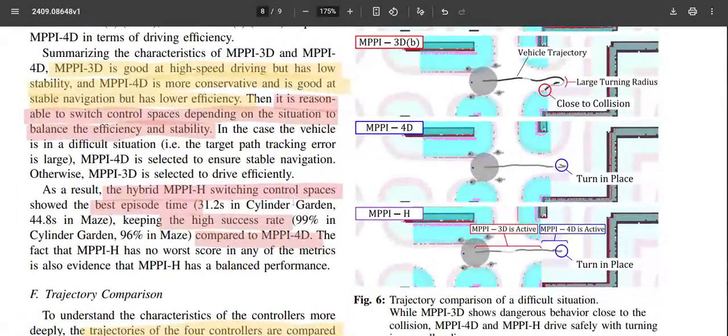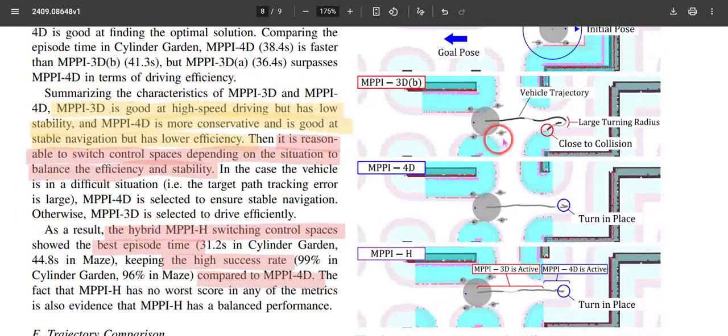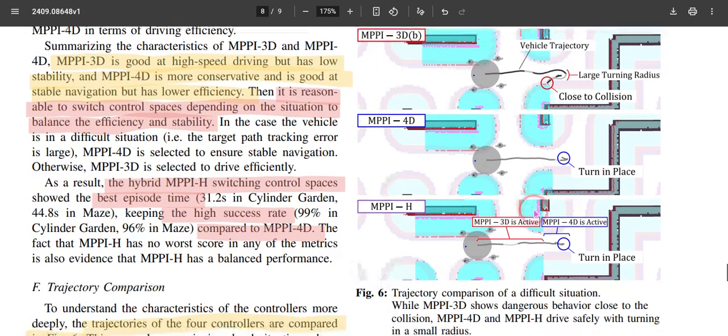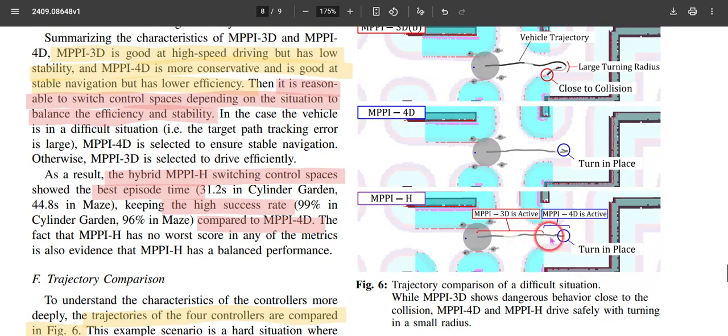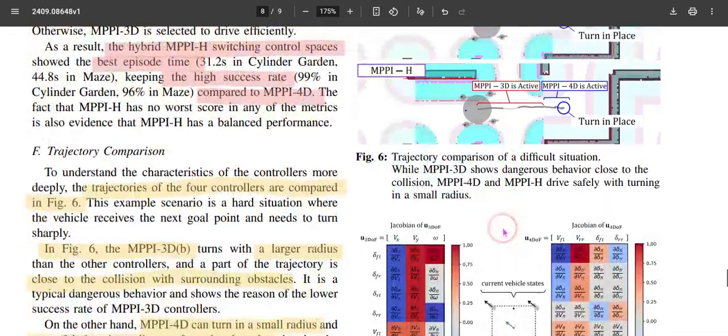So these trajectories are compared in figure 6a. 3D gives some large curves and is very close to collisions, and 4D is able to turn in place and has a smooth behavior. And in hybrid, both 3D and 4D are used: when making aggressive turns, 4D is activated, and when having a straight run, it can go at high speed with the 3D getting activated.